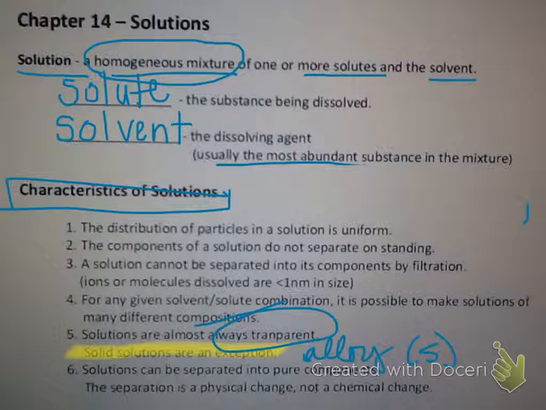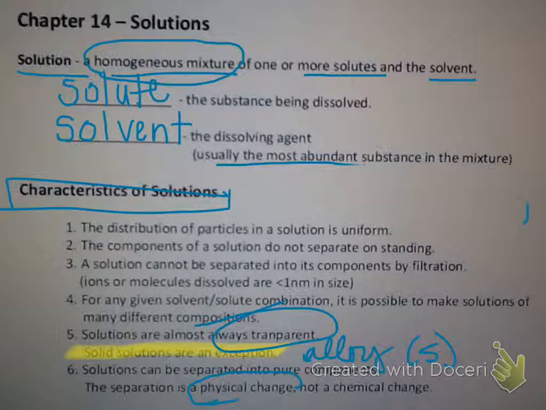It says solutions can be separated into pure components. Separation is a physical change, not a chemical change. So if you have a solution you should be able to separate it into its components, the solute versus the solvent. However, that separation process is related to physical changes, not chemical changes. So not be a chemical reaction like changing electrons or redox reactions.